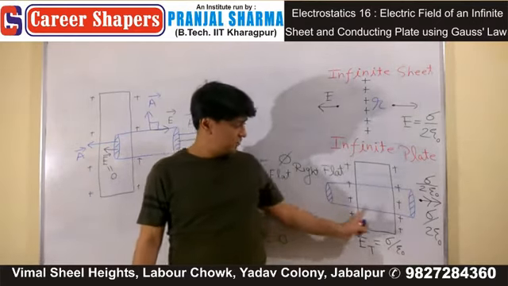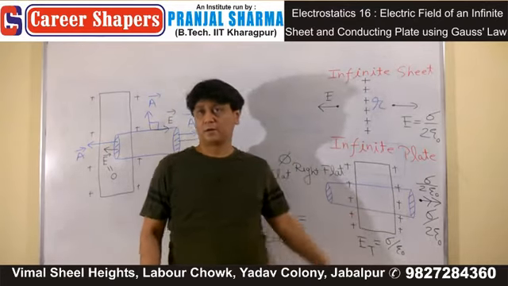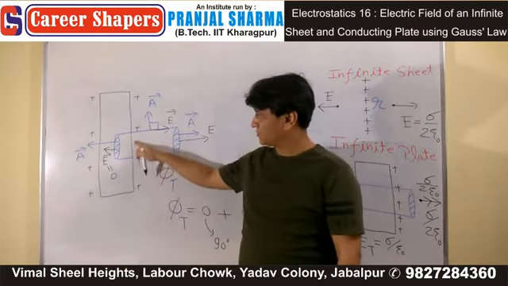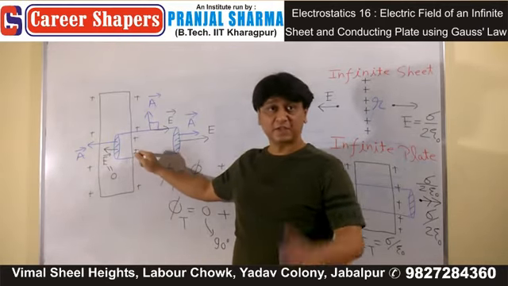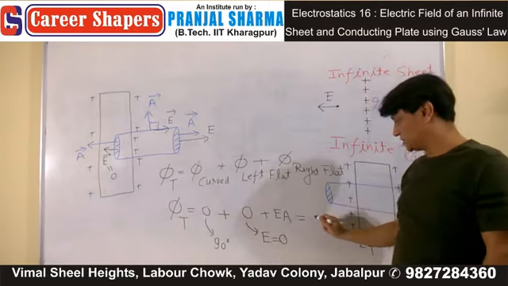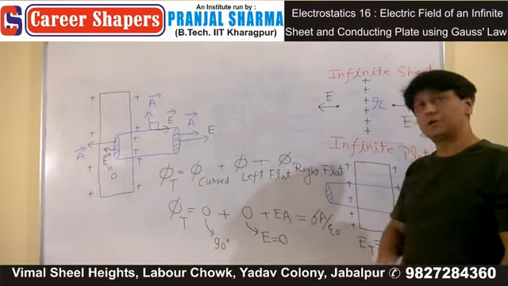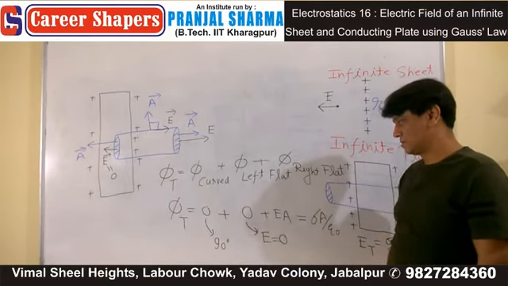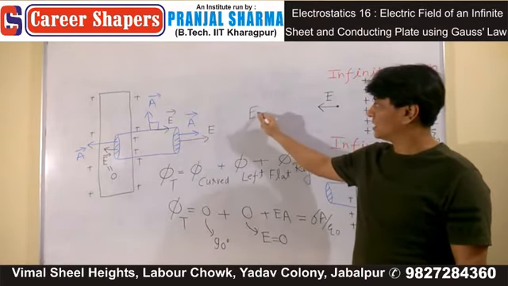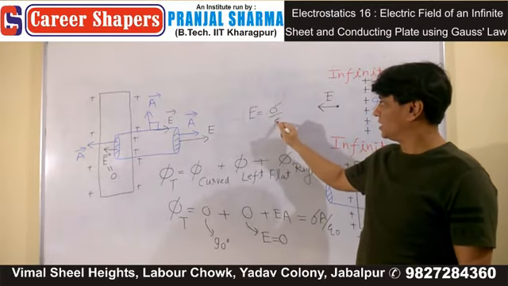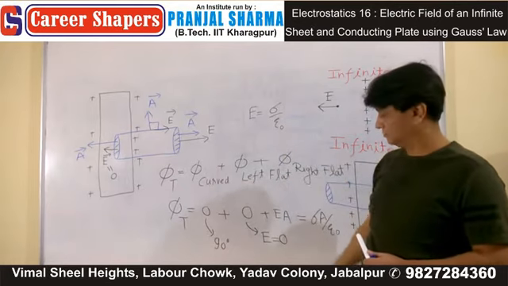For a Gaussian surface like this, you had 2 layers of charge inside. But this time only one layer is present. Only this layer is present. Single layer. And therefore charge inside is what? Sigma into A divided by epsilon 0. A and A cancelled and your electric field is coming sigma divided by epsilon 0. Same answer.